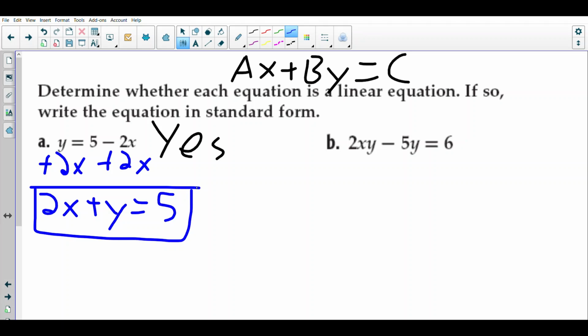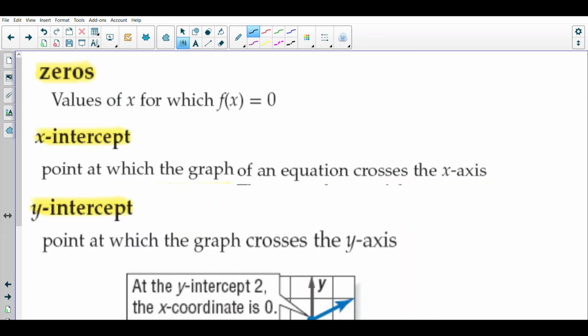B, 2xy minus 5y equals 6. Well, looking very closely, we have an x times a y. That is not in standard form because there's an x times a y. We can't have that in standard form. So no, this is not a linear equation. So we're done.